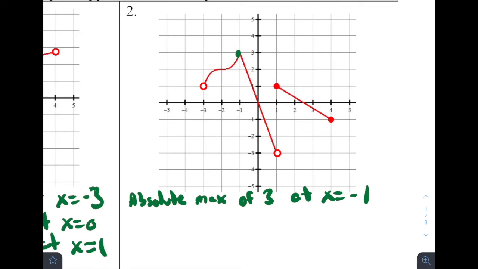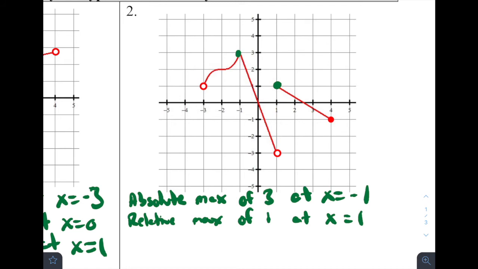But what about relative maximums and relative minimums? We see this point right here, which is clearly above the points of it to the right and above the points of it to the left, approaching x equals 1. So we know that there is a relative max of 1 at x equals 1.